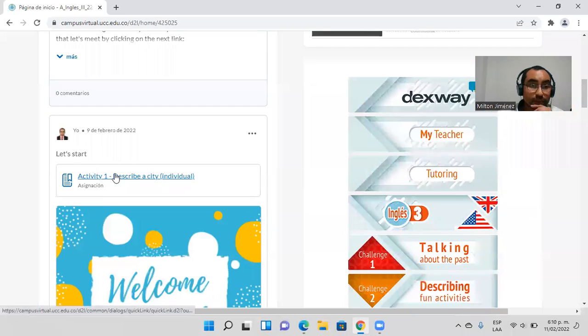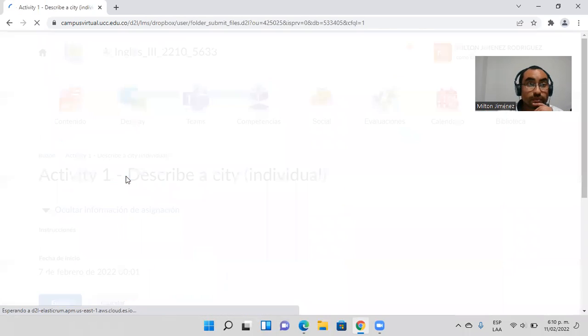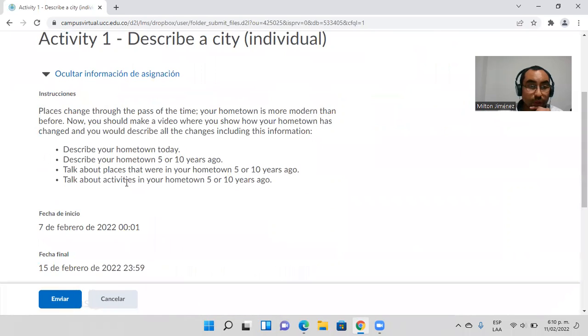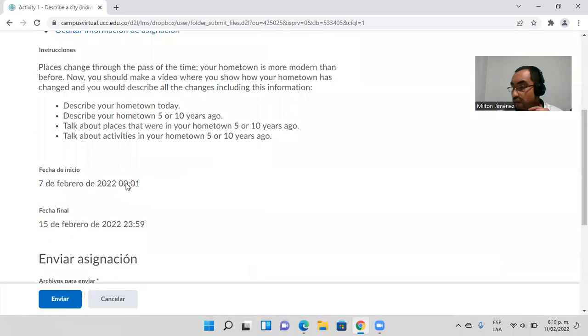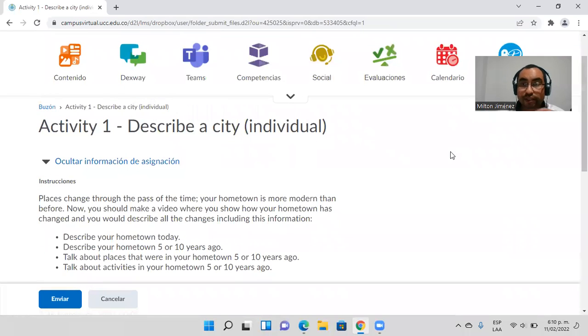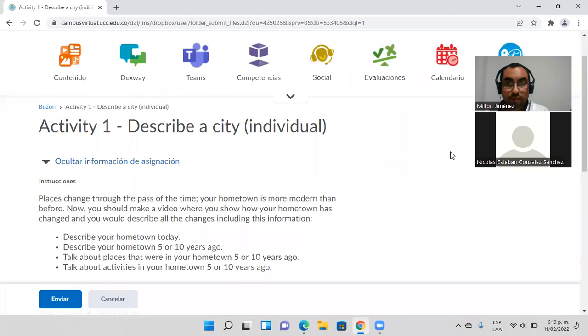It says activity number 1, describe a city, and that is individual. Describe a city or a hometown. Okay, I'm going to ask Nicolas. Nicolas, are you there, please? Nicolas, are you there? Yes, teacher. You listen me. Yes, I can listen to you loud and clear. Okay, teacher.